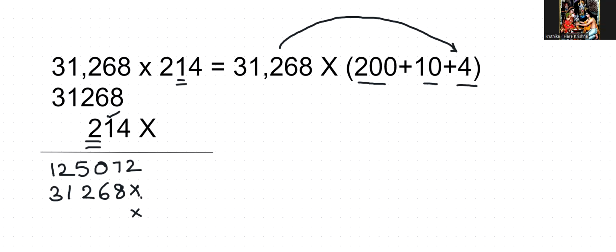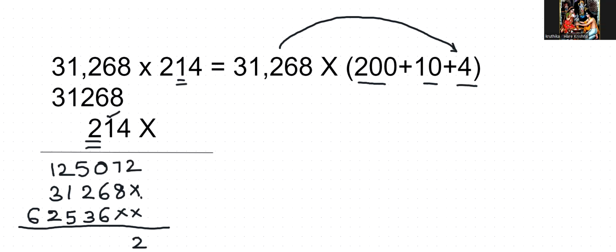Okay. Then multiply by 2. 2 8s are 16, which 1. 6 2s are 12, 13, balance 1. Then 2 2s are 4, 5. Then 2 3s are 6, 7. Then again 2 1s are 2. Then 2 3s are 6. So add this, end up with 2.